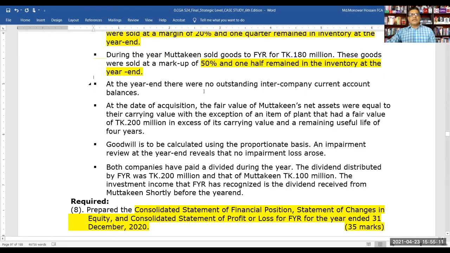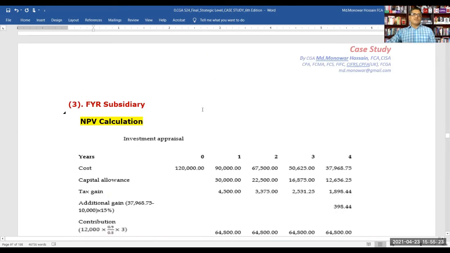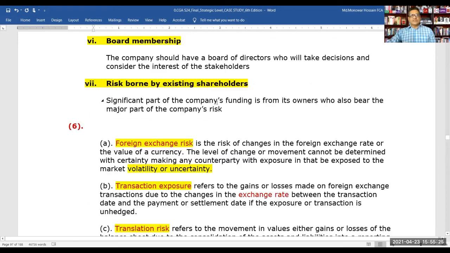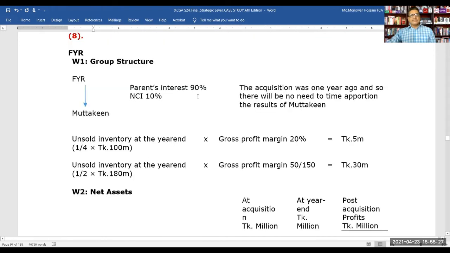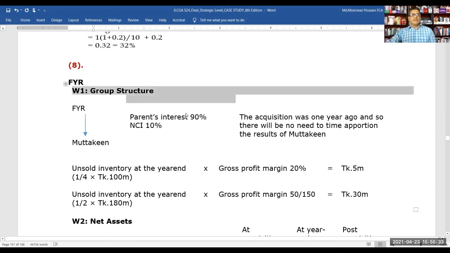And at the end of the year, there was no outstanding intercompany current account balance. So that type of situation is here. From that situation, if we go to the solution, first we have to calculate the stake group structure. This is the working one.